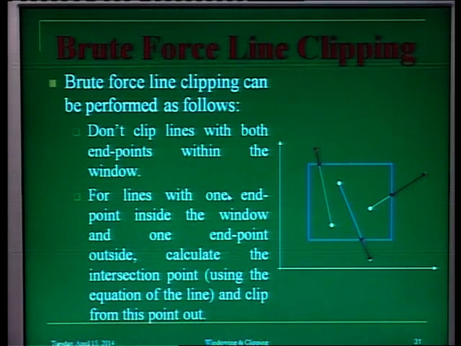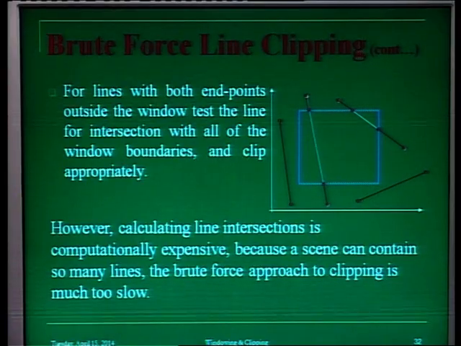For lines with one endpoint inside and one endpoint outside, we calculate the intersection point with the boundary and clip from that point. The portion outside of this intersection will be clipped out and the inside portion will be kept. This intersection can be found by using the equation of a line, that is y equals mx plus b.